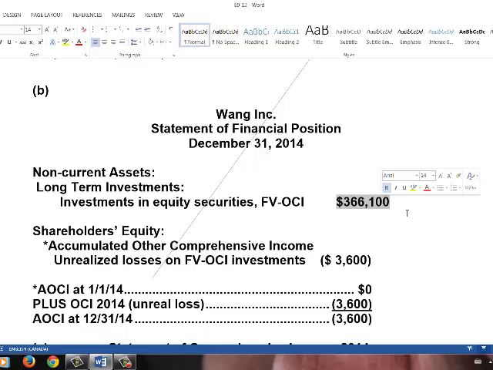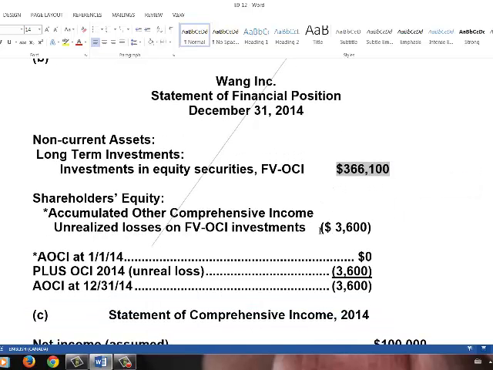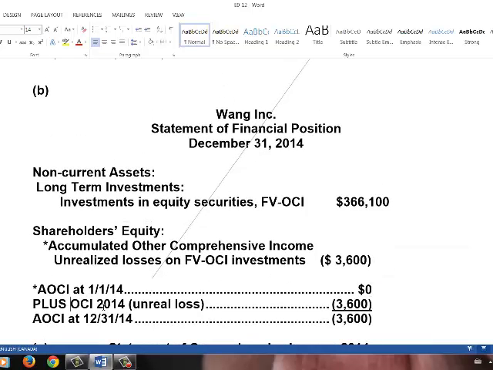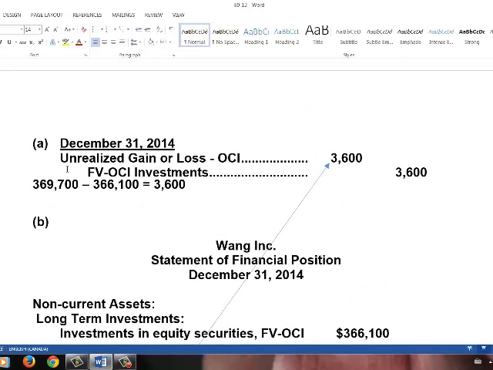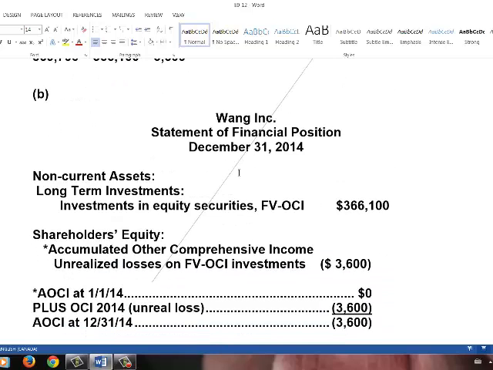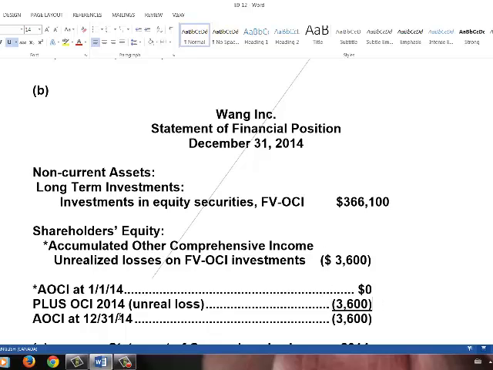Now, what would we show in AOCI, or accumulated other comprehensive income? Well, we would be showing a negative or a debit balance in that account of 3,600. Why? Because we didn't have a balance in the AOCI account to begin the year, right? But during the year, in OCI, we included an unrealized loss. That's what we booked in here for 2014. So that's a debit to the account. Well, AOCI is like any other shareholder's equity account. You would increase it with a credit or decrease it with a debit. So we decreased it or debited it, so I'm putting brackets of 3,600. So now the AOCI account has a debit balance of 3,600 at the end of 2014.